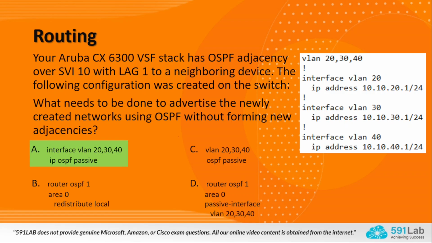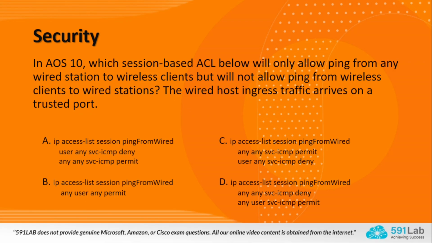So we have reached the final question under security. In AOS 10, which session-based ACL below will only allow ping from any wired station to wireless clients, but will not allow ping from wireless clients to wired stations? The wired host ingress traffic arrives on a trusted port. Since the question says it is AOS 10, this session ACL must be related to the wireless control plane, either gateway or AP when enforcing firewall rules.